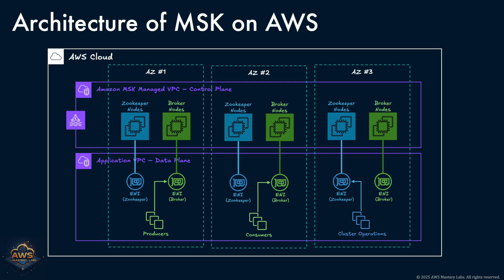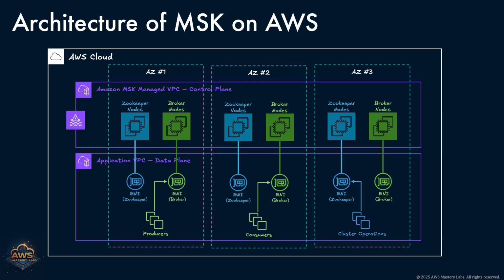Below the control plane is the application VPC, the data plane. This is where your applications live and interact with the Kafka infrastructure. Each Zookeeper and broker node is connected to an elastic network interface, which acts as a secure and scalable network bridge between the managed MSK control plane and your application's environment.